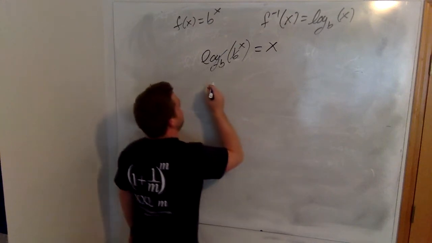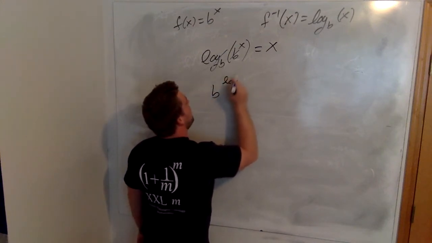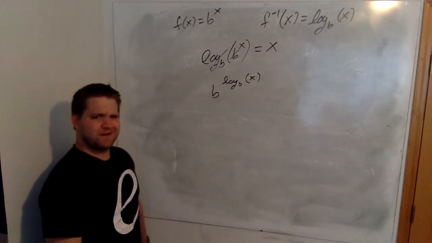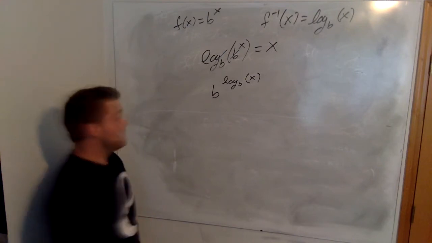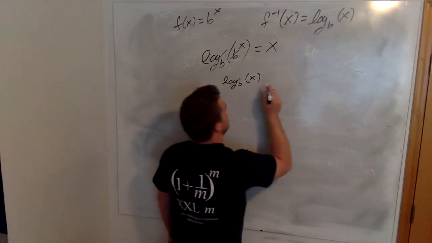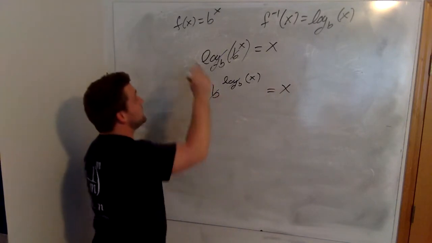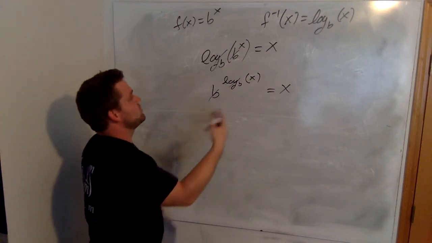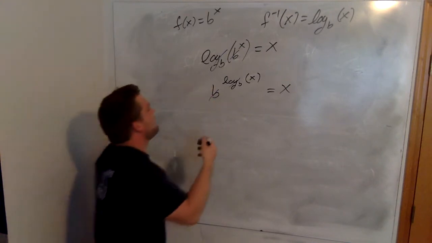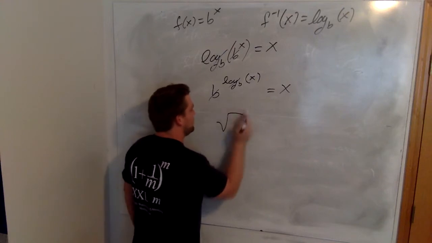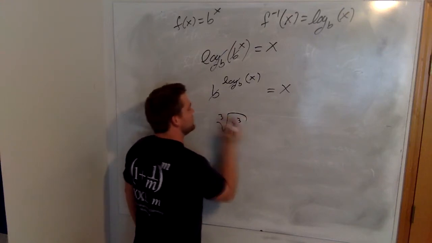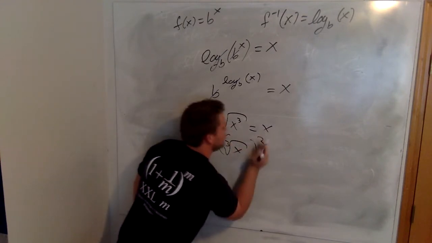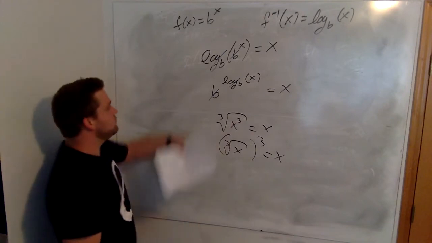Similarly, if we ever see b to the log base b of x out in the wild, you would say, wait, aren't those inverses of one another? Yeah, they just cancel each other out. So that's how we can see an exponential and a logarithm combined in a composition to cancel each other out. I'm really not doing anything different than saying that the cube root of x cubed is x. I'm doing the same exact thing, just with a different notation.